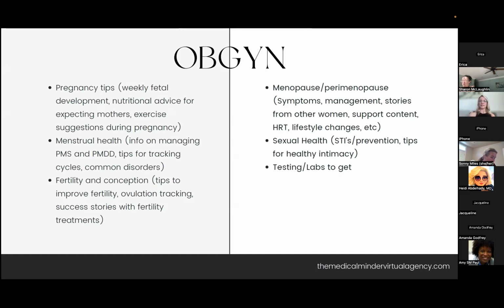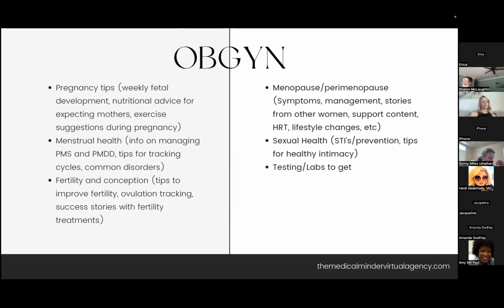They don't even know the basics, some of them. So even just educating them on the basics, managing the PMS, PMDD, tips for tracking cycles, common disorders, fertility and conception, tips to improve fertility, ovulation tracking. Not many women know that too.